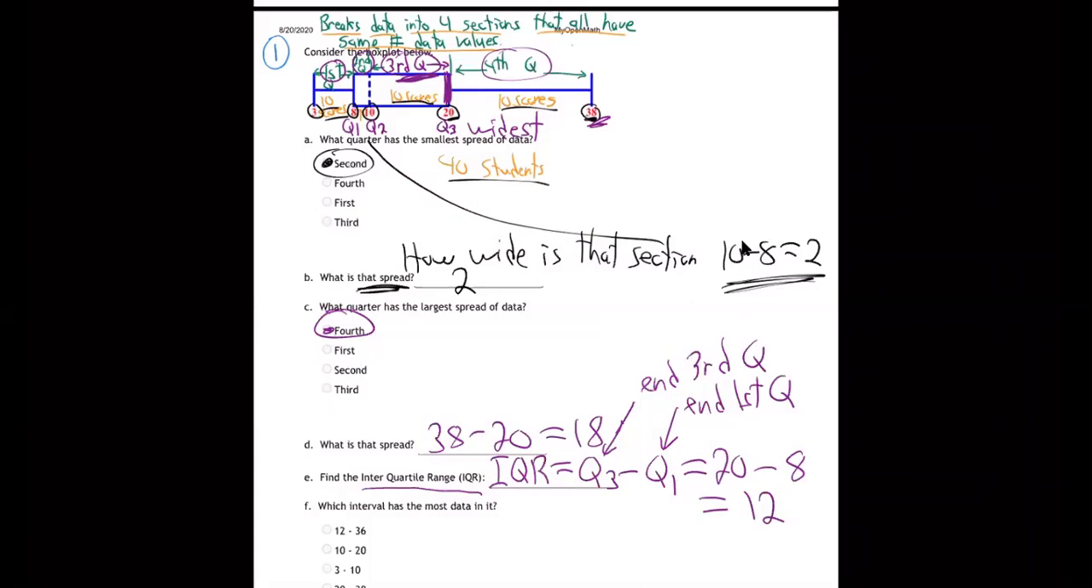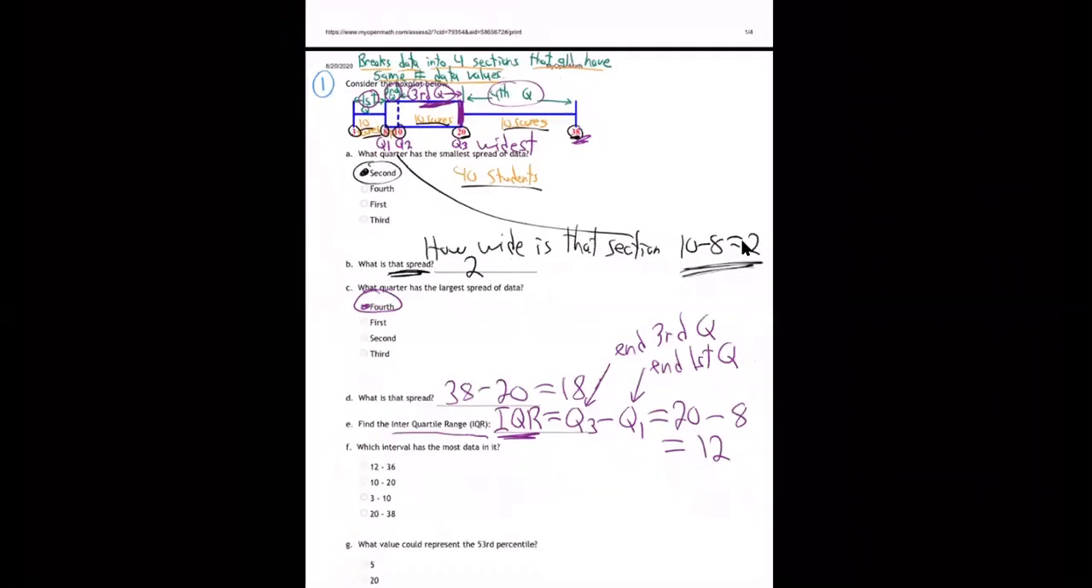Is it always going to be quarter 3 minus quarter 1? Yes, the IQR is always quarter 3 minus quarter 1. Good question. It always is. Exactly right. The interquartile range, quarter 3 minus quarter 1. Good. All right. So, and then question F.